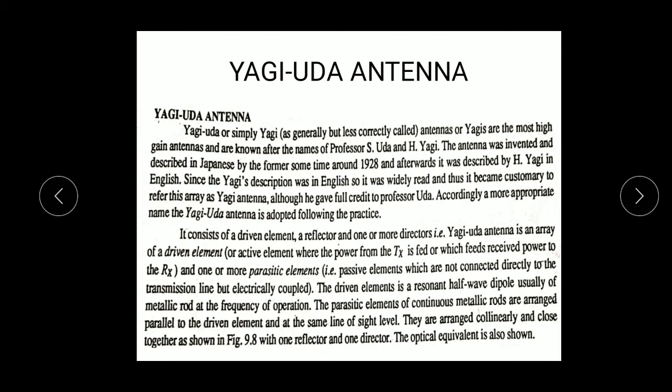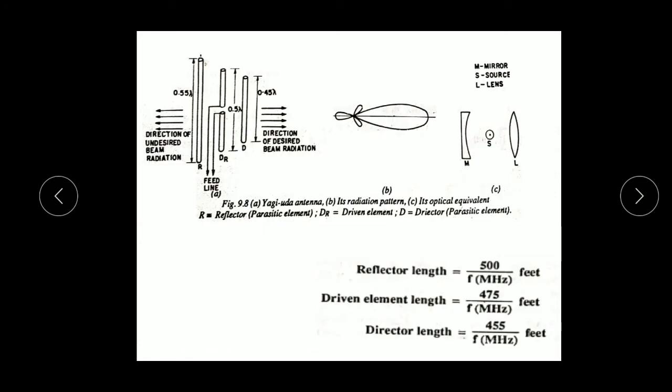So we will discuss directly. This is the Yagi-Uda antenna structure. In this structure there are three types of elements. The first element is the reflector. The second element is the driven element. The third element is the director. All three elements have different characteristics.